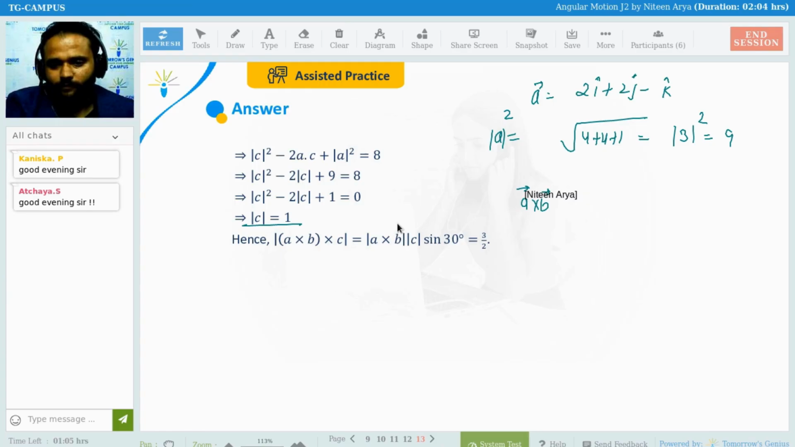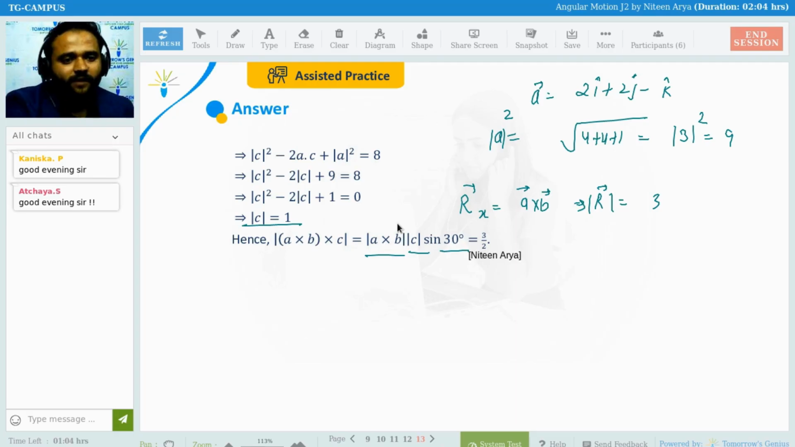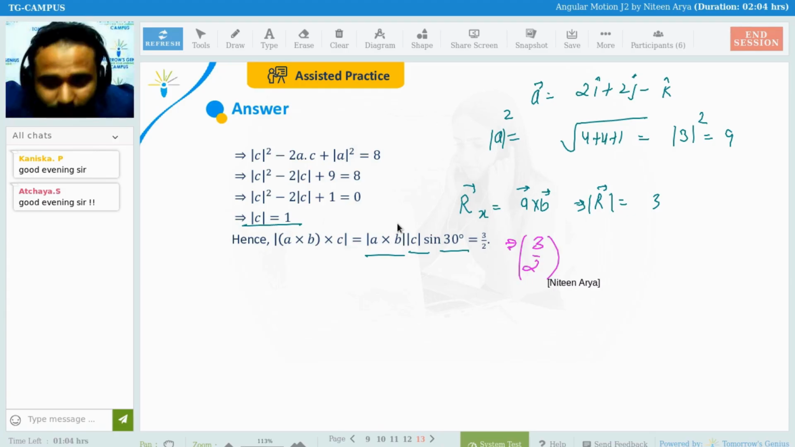The magnitude of A cross B we already got, which is R, the resultant vector, and its magnitude is again 3. So for A cross B cross C, it is the magnitude of AB, the magnitude of C, and then sine 30 degree. Sine 30 degree is half. So 3 into 1 into 1 by 2 is 3 by 2, the answer. Is this clear? So in this way you need to find it. Nothing big in this, you don't need to worry.